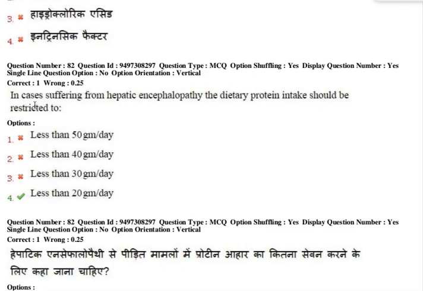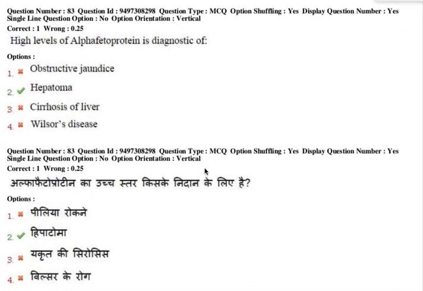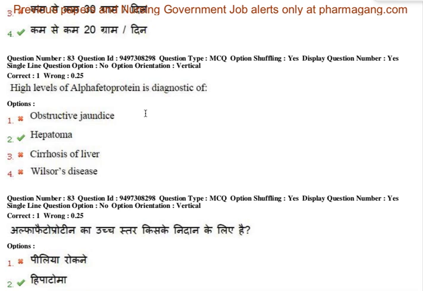Next question, question 82. In case of hepatic encephalopathy, the dietary protein intake should be restricted to? Correct answer is fourth, less than 20 gram per day. Next question, question 83. High level of alpha fetoprotein is diagnostic of? Correct answer is second, hepatoma. High level of alpha fetoprotein is diagnostic of hepatoma.